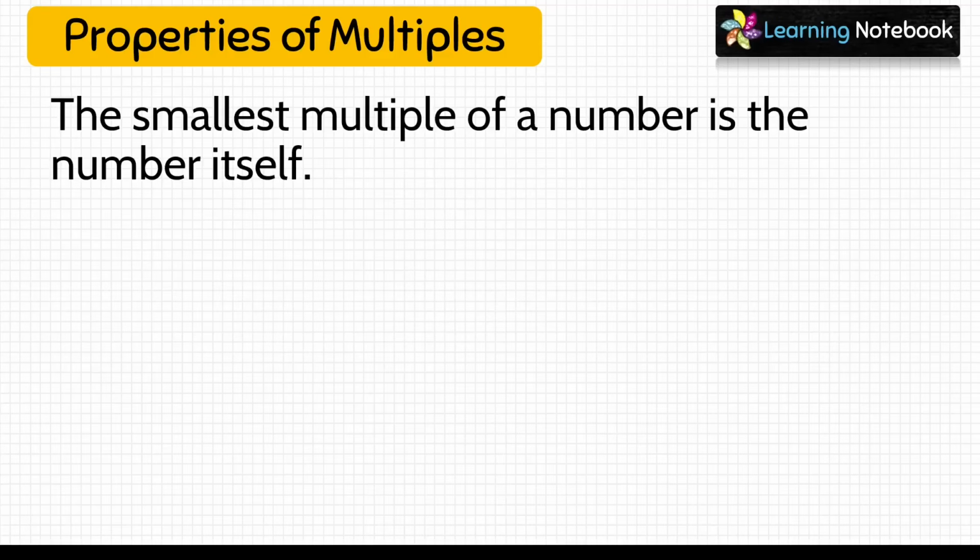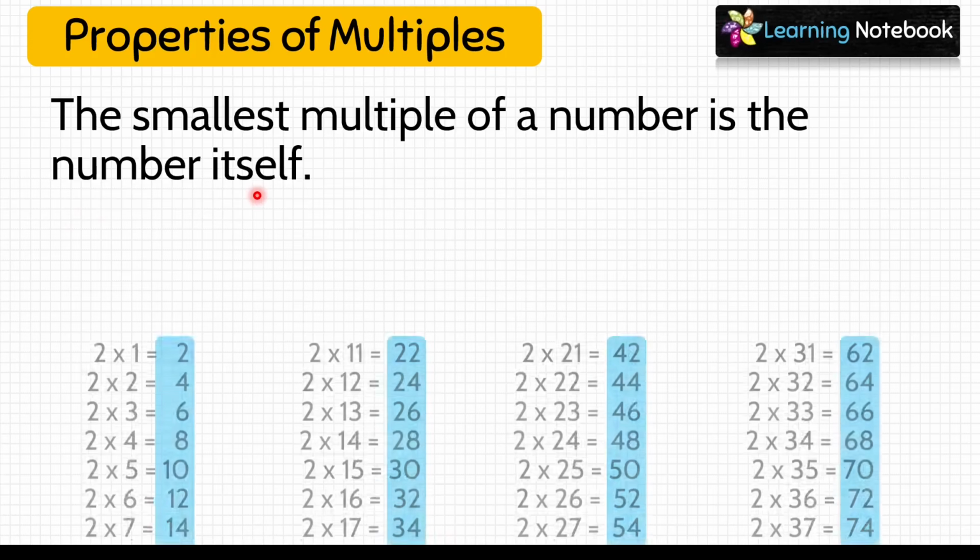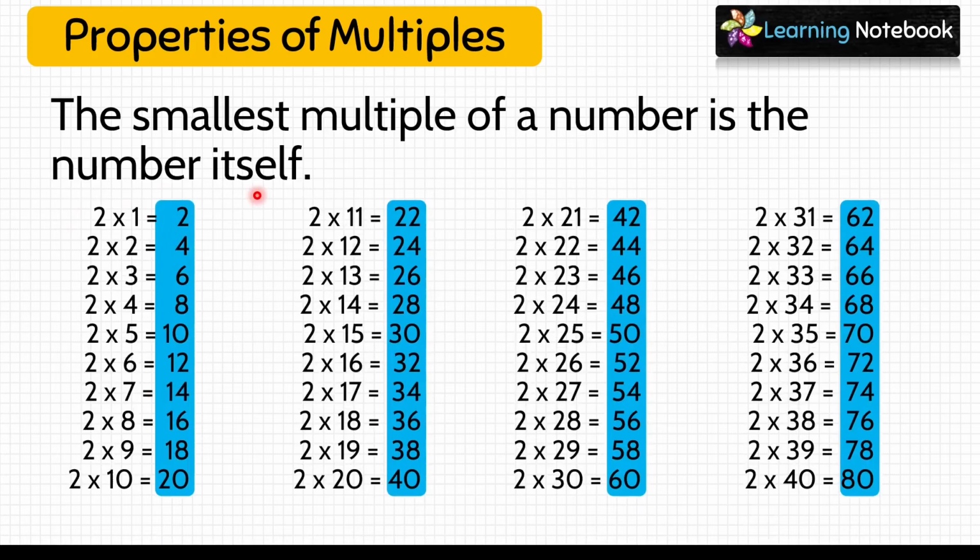Now the next property of multiples is the smallest multiple of a number is the number itself. Here students, you can see multiples of 2 up to 80. But the smallest multiple of 2 is the number itself, that is 2. So this is the second property of multiples, that is the smallest multiple of a number is the number itself.